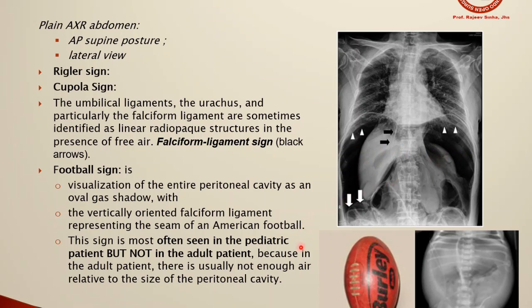A football sign is something which resembles an American football, and the seam of this American football is the falciform ligament. See this falciform ligament? So you have air on this side, and the opacity, which is another manifestation of a falciform ligament sign. And what is important is that the football sign can only be seen in children, in the pediatric patient, but never in an adult patient. Why? Because the amount of gas in the adult abdomen is never enough to give rise to a complete picture of air in the peritoneal cavity, as opposed to a child where the abdominal cavity very easily fills up with air and gives the typical football sign. The football sign, remember, is only to be seen in a pediatric age group, never in the adult.